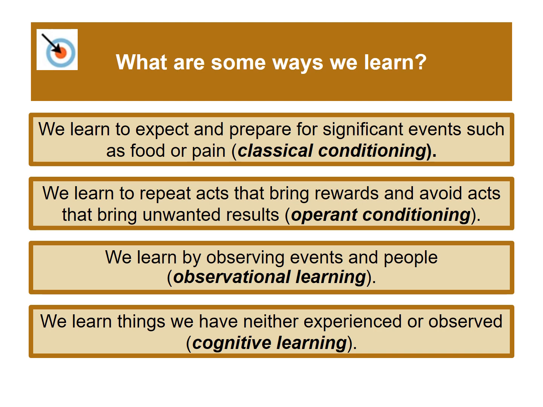So some ways that we learn: we learn to expect and prepare for significant events, such as food or pain. That's classical conditioning. And I'm going to show you some really cool, fun video clips in class on some of these differences to help you have a real concrete example. We learn to repeat acts that bring rewards and avoid acts that bring unwanted results. That's operant conditioning, which is the next lesson. We learn by observing events and people. That's observational learning. And we learn things we have neither experienced or observed, which is cognitive learning.